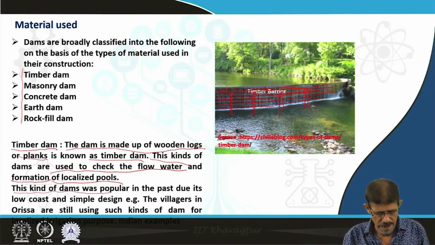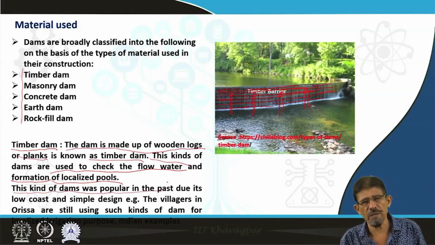This kind of dam was popular in the past, as we have already discussed. Now, in which condition is this dam most suited? The answer is, this type of dam can be constructed anywhere, in any type of terrain, in any situation. What is the major benefit? There are two things: one is that it is cheapest in nature, another is that it is simple in design.